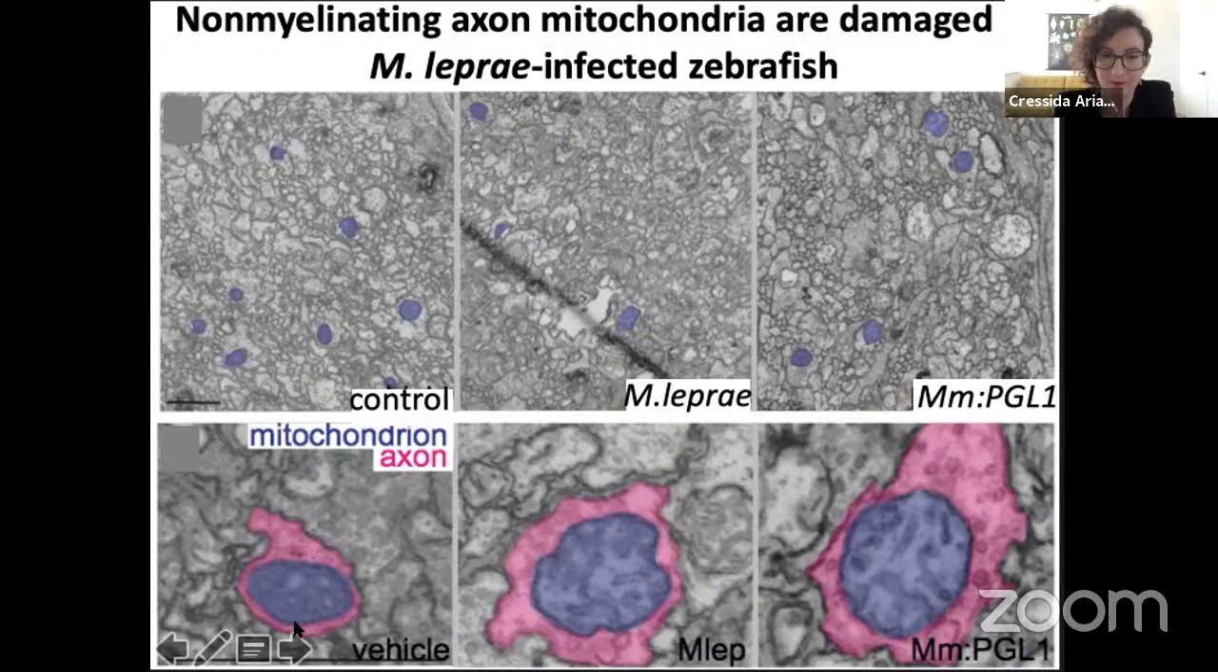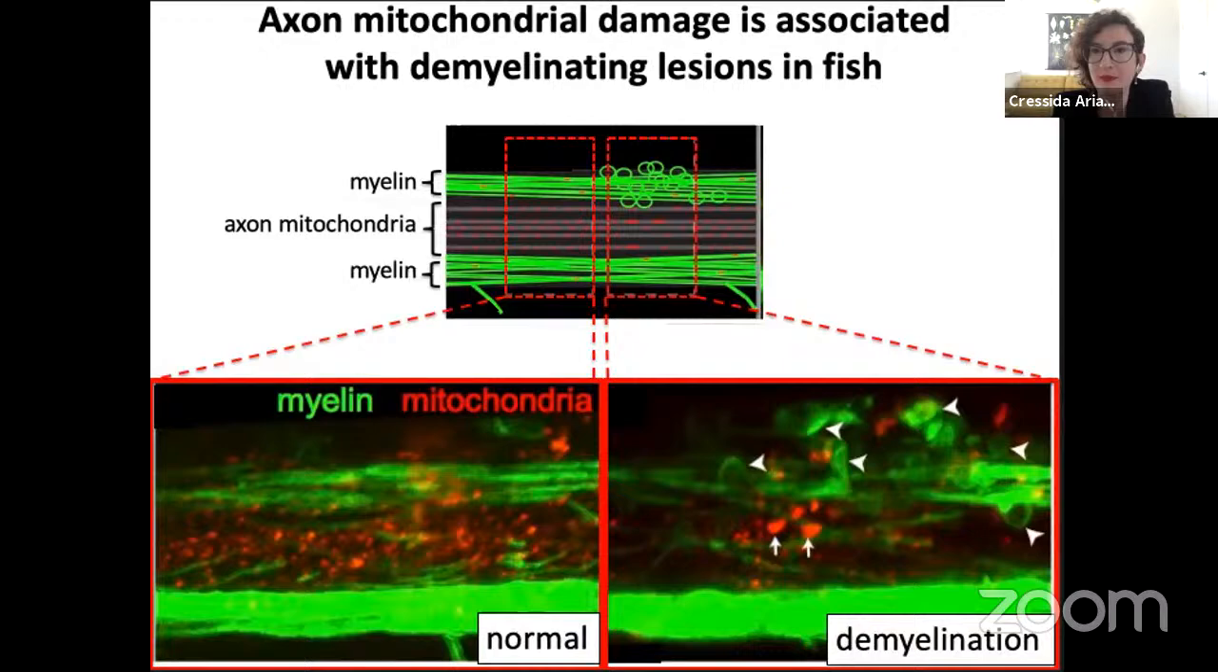And that's something that I think I've got coming up in a few slides here that has also been shown in humans. We also showed that in zebrafish, this loss of mitochondria happens where demyelination is happening. So what you're looking at here in this diagram is a tract of myelinated axons along the top of the spinal cord of the zebrafish. Then you have all these unmyelinated axons, which have a lot of mitochondria, and then another group of myelinated axons.